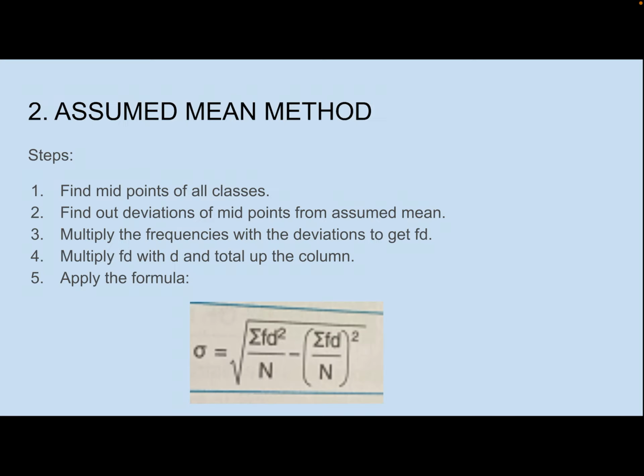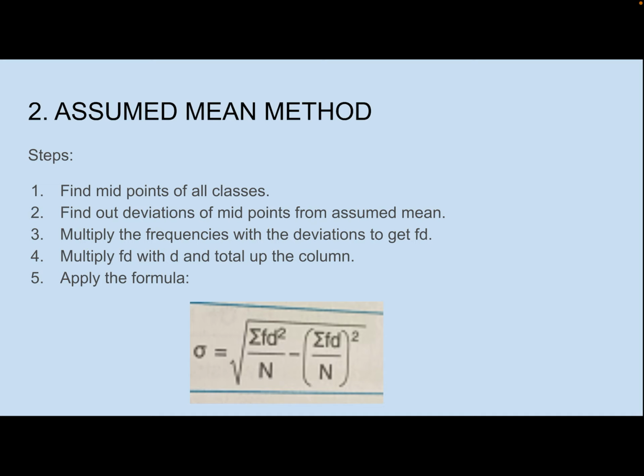The next method is assumed mean method. Likewise, here also you need not calculate the actual mean, but you can take any number as assumed mean out of the midpoints. The rest of the steps remain the same. Find out deviations from midpoints, multiply frequencies with the deviations to get FD, and then multiply FD with D to get FD square. Apply into the formula.